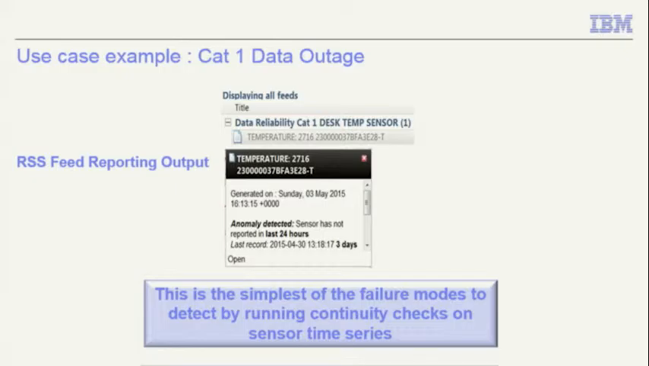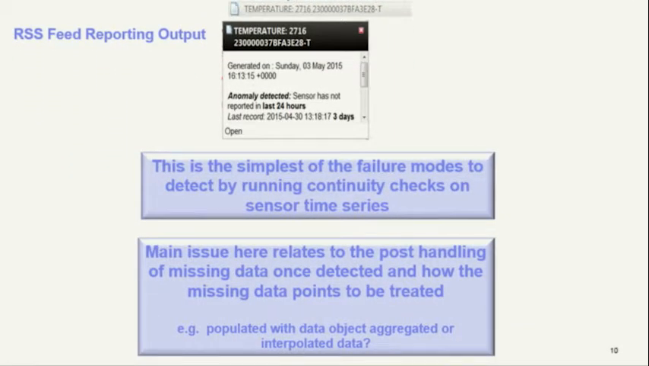This is the type of output we get then. This example here is a data outage. It says that the sensor hasn't reported in the last 24 hours. Now, we don't look at the last half an hour so we can instantly react, because sometimes you get a glitch in the system and maybe it doesn't report.